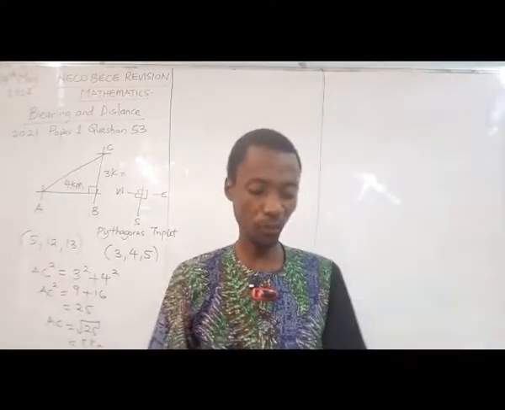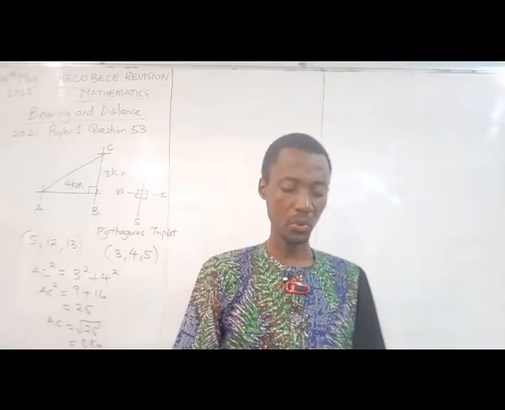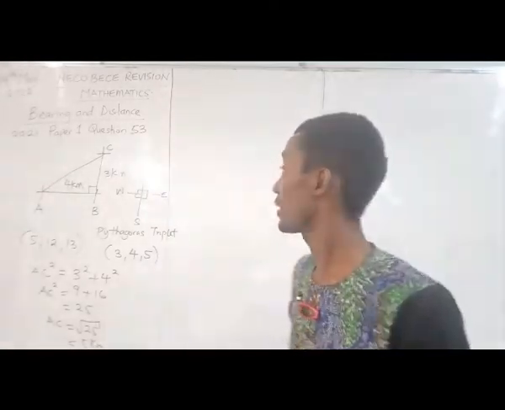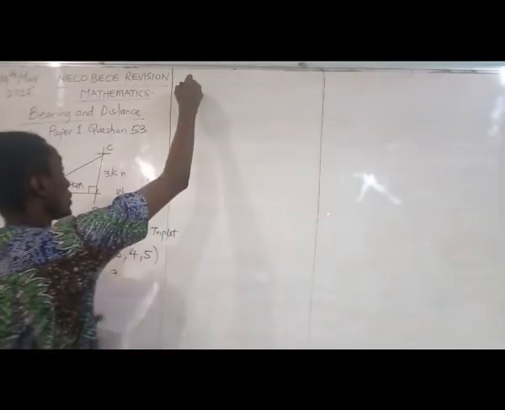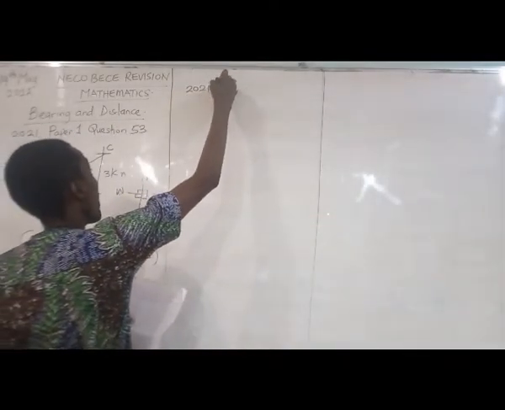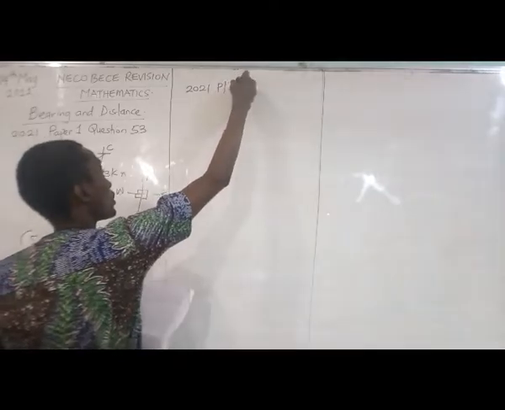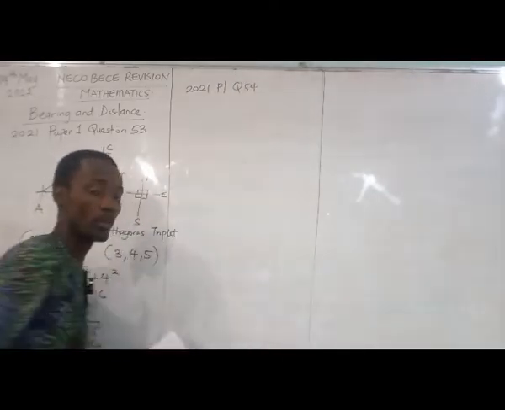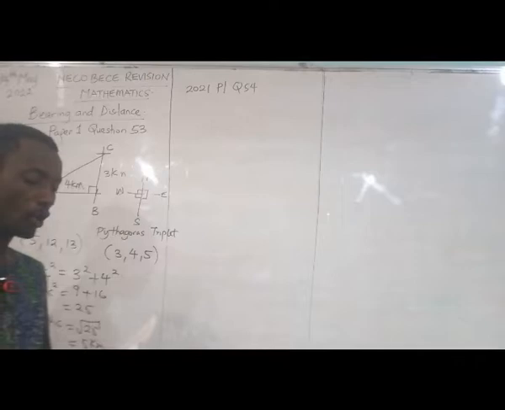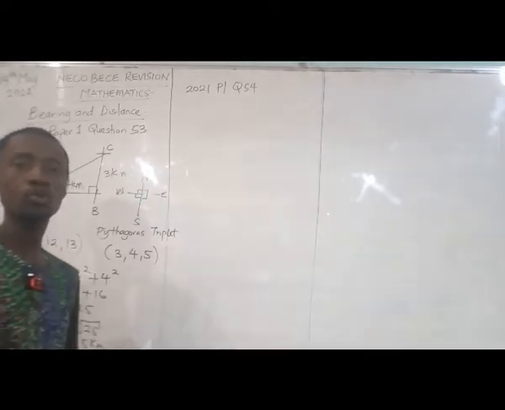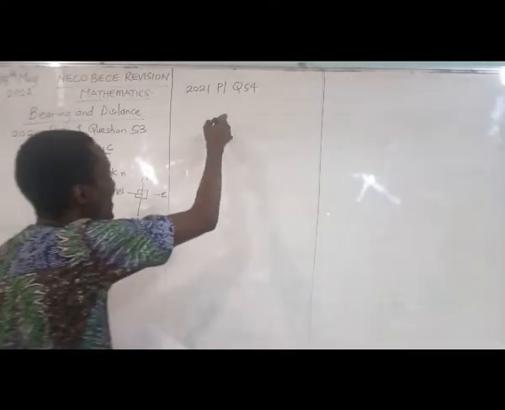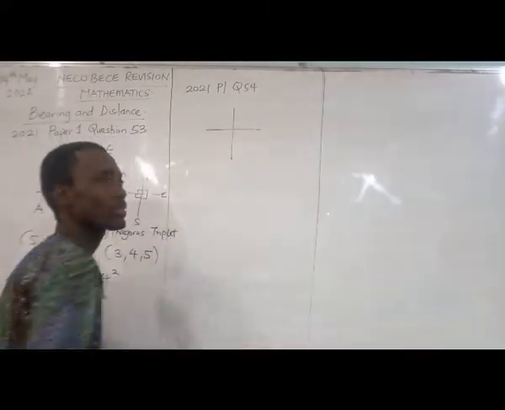So in question 54, of that same year, so I said I'm going to be using my coding now, so it will be 2021, P1, meaning paper 1, Q54, meaning what? Question 54. It says, one of the following is a compass bearing of 225 degrees. Now, remember that there are two systems we use.